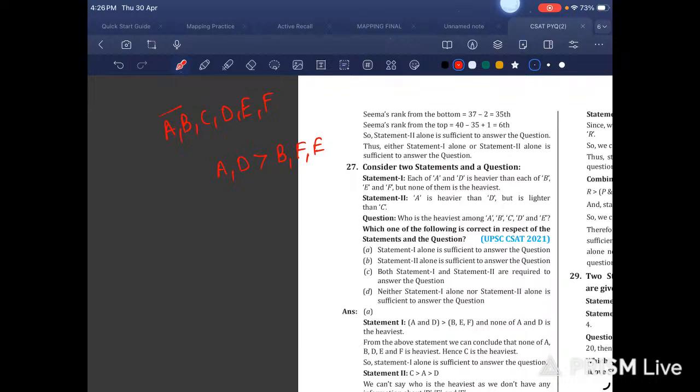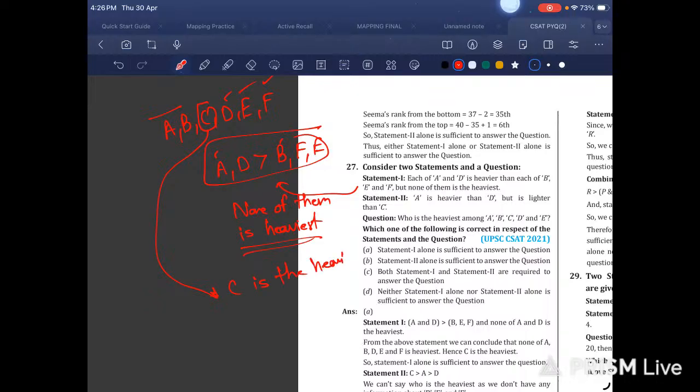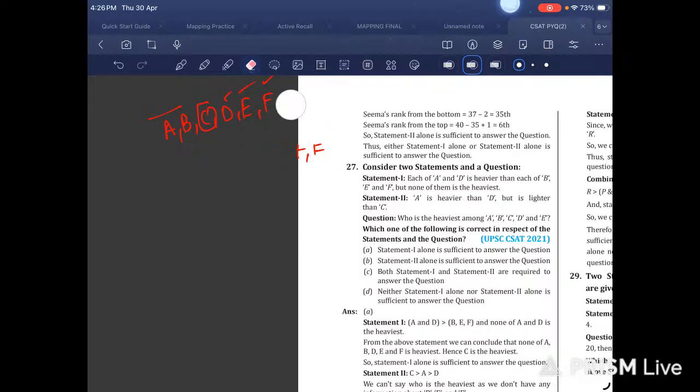Out of these, A, B is done here. A, B, and then we have C. C is not included. D is included. E is included. F is included. In statement 1, they have told us that none of them is heaviest. That means if we leave these, we are left with C. So C is the heaviest. Even Gemini gave me a wrong answer to this question. So by using this statement alone, we can get to our answer.